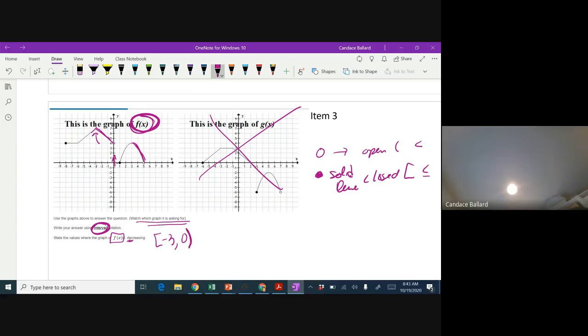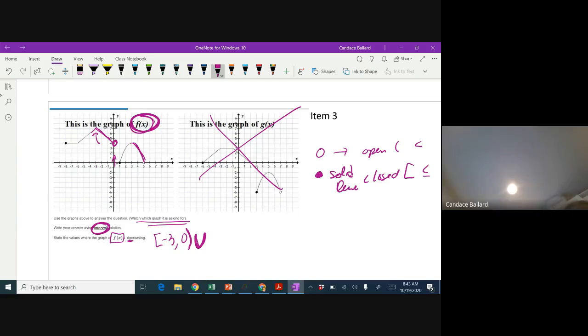And that one's a parentheses because you have an open dot. I only taught it as a comma. Since then, we have come back and we have learned that there's a symbol called the union symbol. So you can use either one. Okay, I will accept both answers.